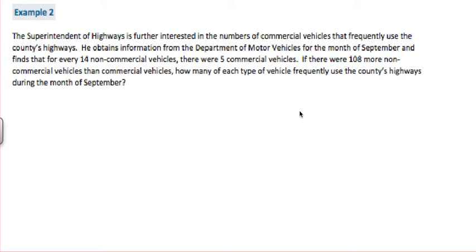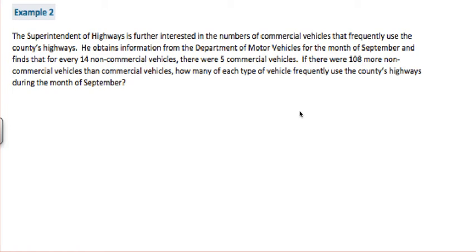He obtains information from the Department of Motor Vehicles for the month of September and finds that for every 14 non-commercial vehicles, there were 5 commercial vehicles. If there are 108 more non-commercial vehicles than commercial vehicles, how many of each type of vehicle frequently use the county's highways during the month of September?